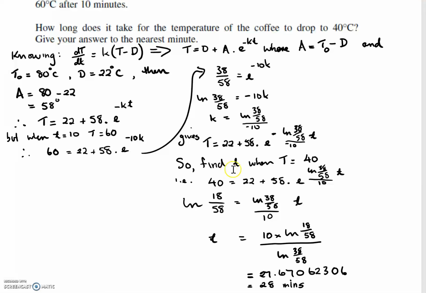And finally, we're asked to find the time when the temperature would be 40. So subbing 40 in, if I've done that all correctly, and it said give your answer to the nearest minute, then it should take approximately 28 minutes. So that's a pretty straightforward sort of HSC question. He's hoping that 2017 has a similar one.